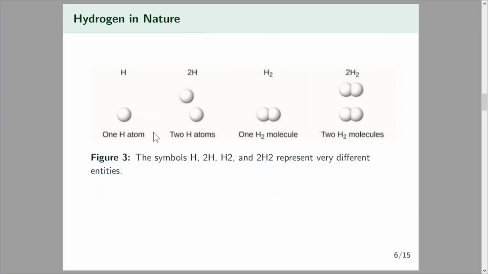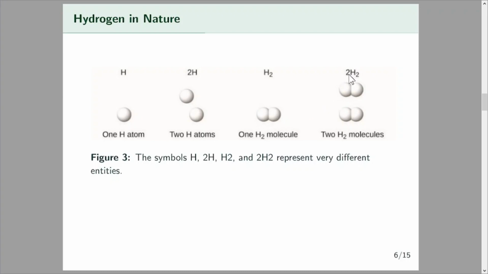So once again, how they're found in nature: if you want to represent a single hydrogen atom, you can just write H. Two individual hydrogen atoms that are not a molecule, you would write as 2H rather than H2. The H2 implies they're bound together like this, and this would be 2H2. And so keep track of the notation.